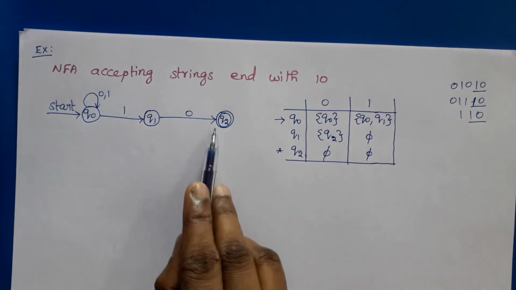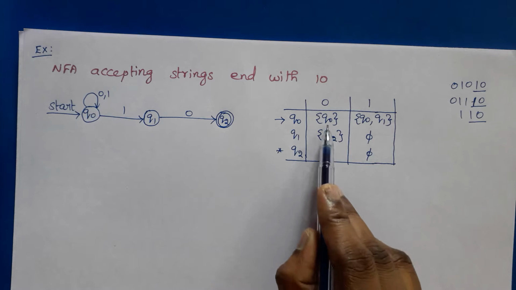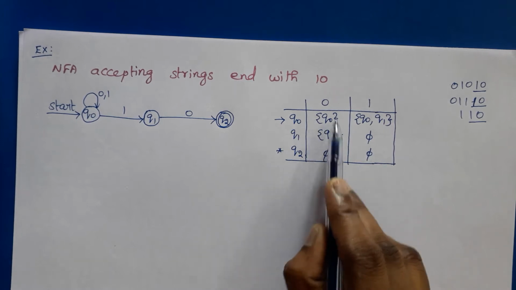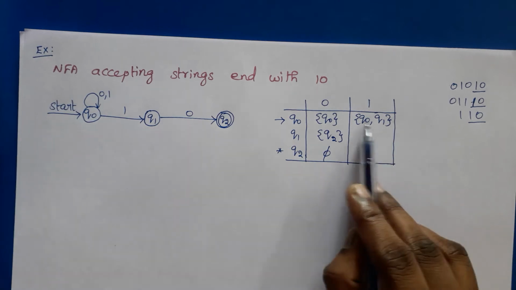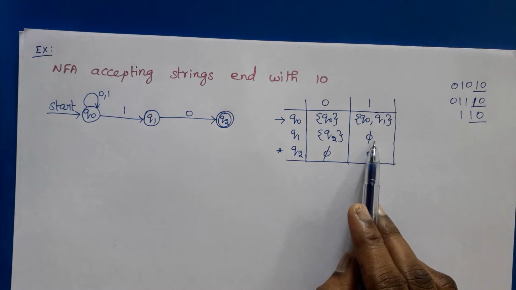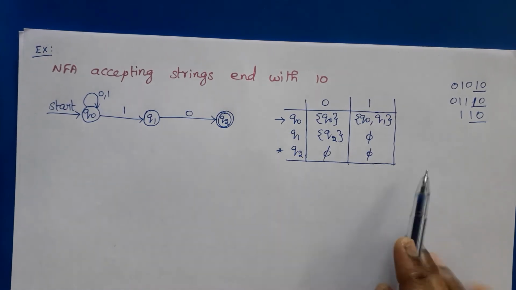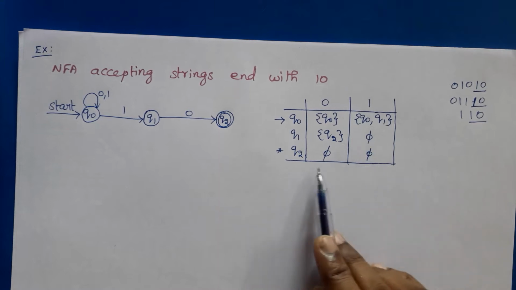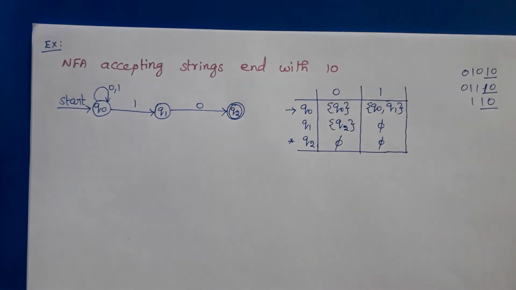Q0 is the start state, Q2 is the final state. Q0 comma 0, 0 goes to Q0, it should be represented within set braces. Then 1 goes to Q0 and Q1, Q1 comma 0 is Q2. From Q1 there is no transition for 1, from Q2 there are no transitions for both 0 and 1. So in an NFA we have to use phi for representing the nil transition.